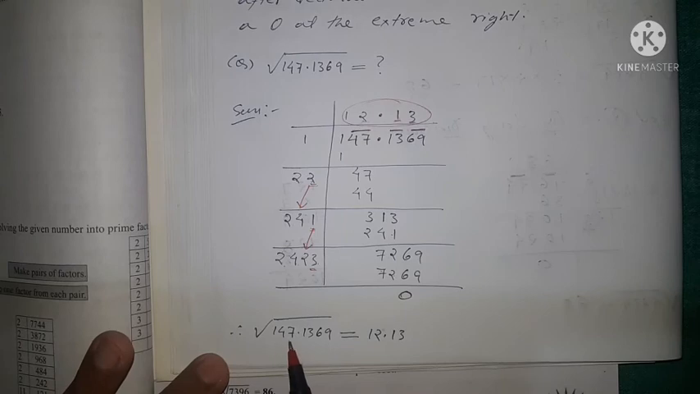Therefore the square root of 147.1369 is 12.13.